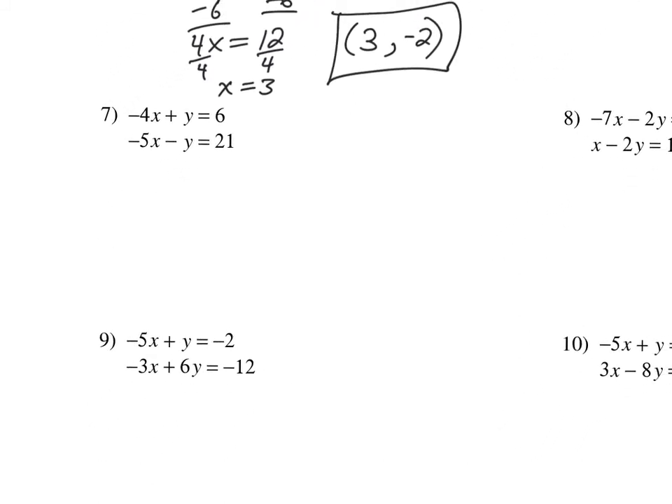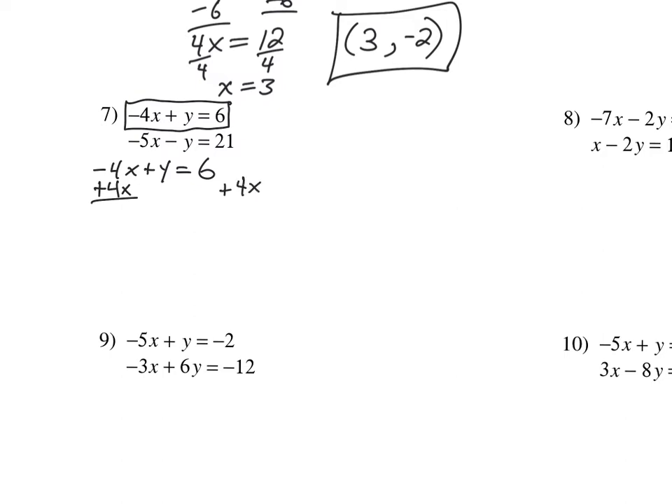Number 7, I don't have y by itself in either equation. So I'm going to take this first equation and I'm going to rearrange it. If I look at that, it says that we have -4x plus y. Well, to get the y by itself, I can add 4x to both sides of the equation. So let me show you what that looks like. I want that y all by itself. So I'm going to add 4x here and here.